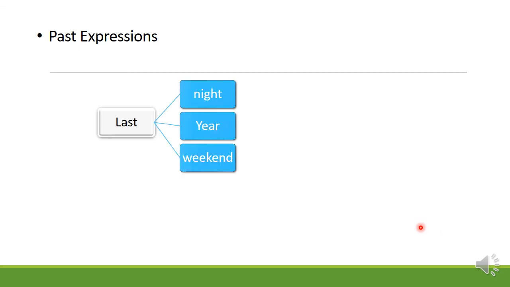Let's see some past expressions. You may say, last night, last year, last weekend. In all these expressions, you do not have to use the article. Never. You must say last night, last year, last weekend. No article before.